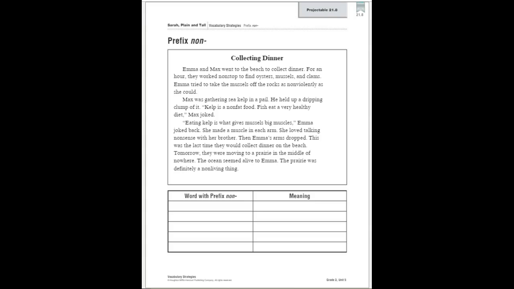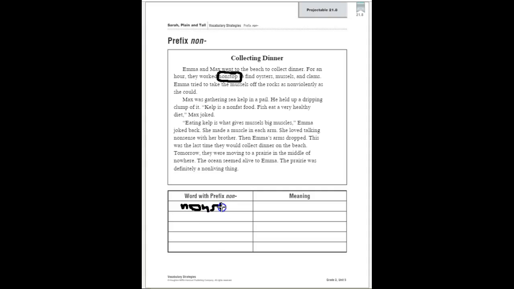So our job, on a piece of paper or we can just discuss it, is to complete this chart: words with the prefix non and what they mean. Let's look for our first word that has the non prefix. It's in the very first two sentences. You see it? Non-stop.